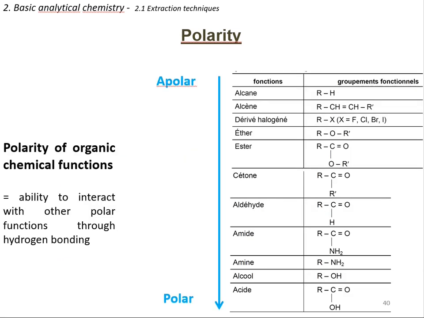Now this is a table indicating the different polarity of different solvents. So you go from up, alkane, which is basically carbon and hydrogen. It's very non-polar at all. Then you have alkenes, halogenated, ether, esters, ketones, aldehydes, amides, amine, alcohol, and acids. Acid being much more polar because they are very, very prone to make hydrogen bonds and ionic bonds.